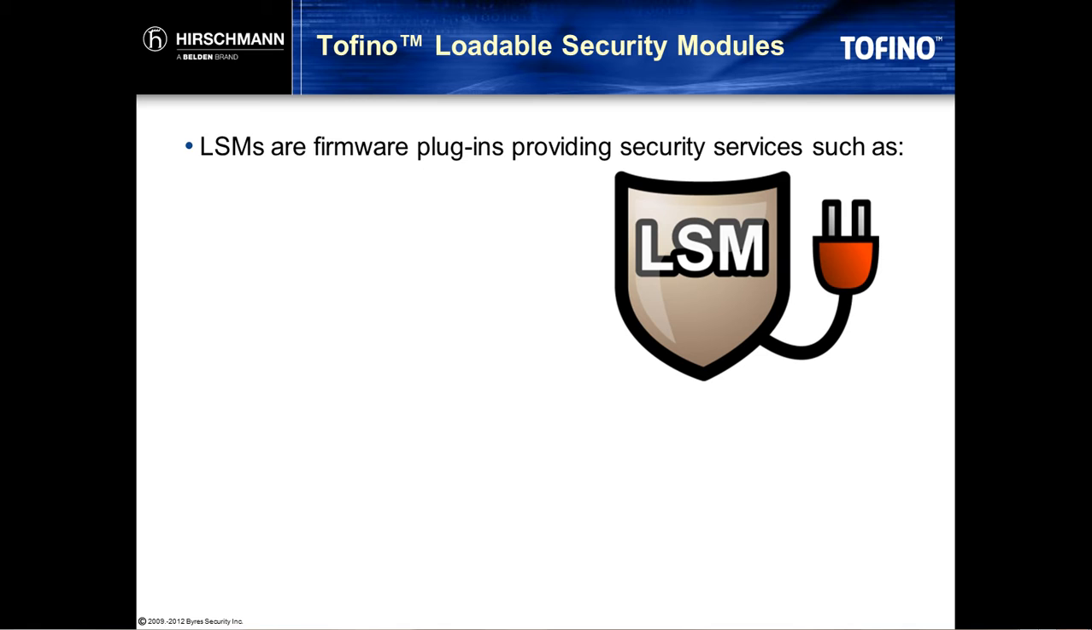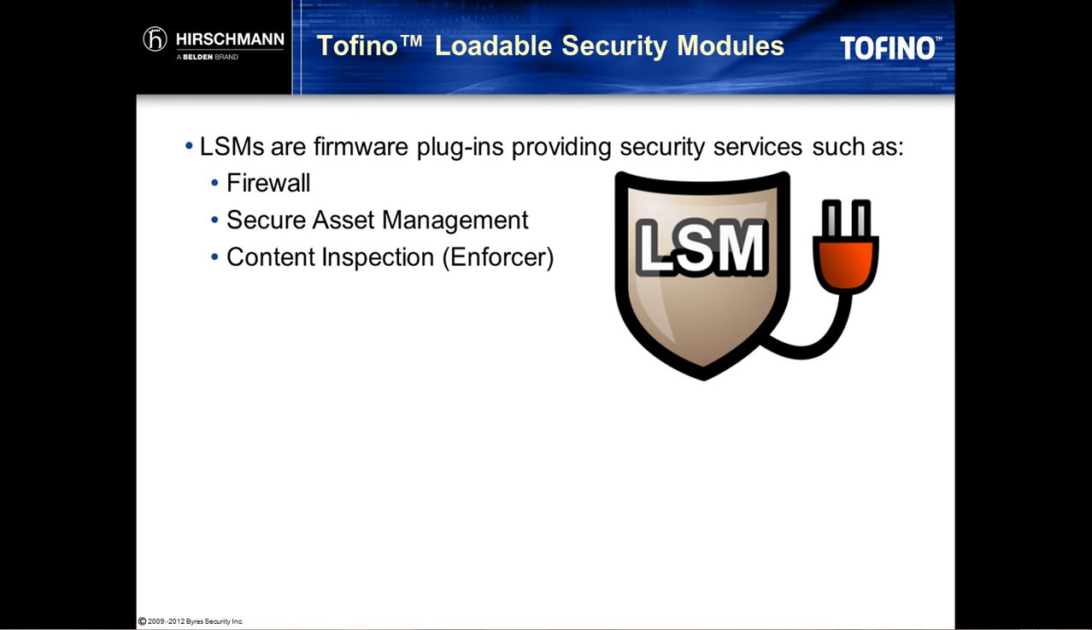Quick review on the Tofino industrial security solution. All of the security features of this product are embodied in a series of firmware modules called loadable security modules. Basically, the product ships from the factory without any modules installed, and at installation time we can choose which modules we want to deploy in each of the security zones in our control network. There's a series of modules available. New modules are being released on a regular basis. Today the module we're looking at, the OPC Enforcer module, is designed to perform content inspection and protection of OPC servers.